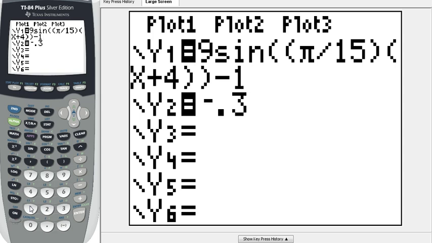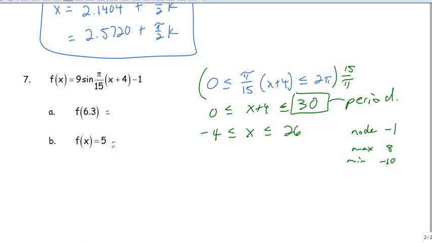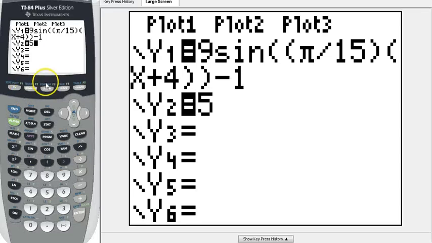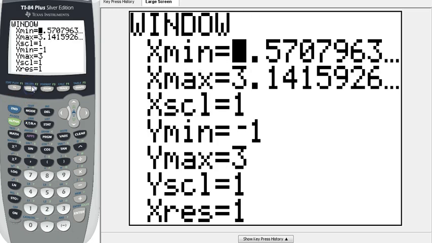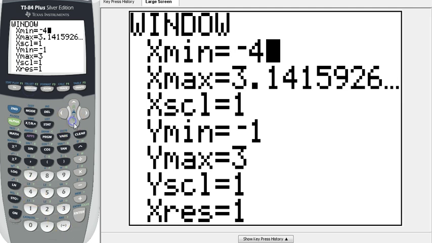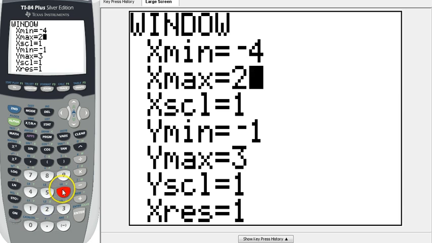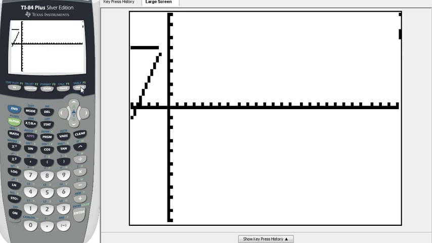Okay. So, we have all that. The bottom number should be 5, I believe. Let's see what the bottom number says. Yeah, 5. So everything's good to go here. In fact, let's do the second part first. Why not? Let's make our window. Our window will go from our x min negative 4 to our max of 26. That was our domain, I should say. Our y min was negative 10. And our y max was 8. And let's see if I get a curve. That's a perfect curve. It should be a perfect positive sine curve.